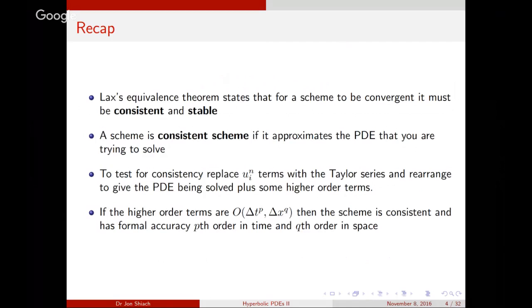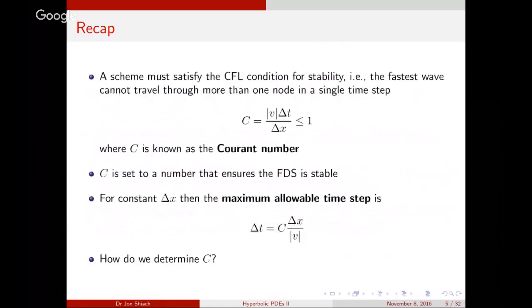Okay, so in this case, we'd have a scheme. If this was our error for our given scheme, we'd have a pth order error in time and a qth order in space.